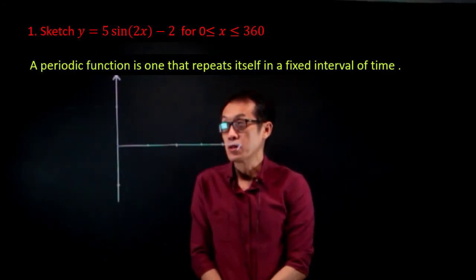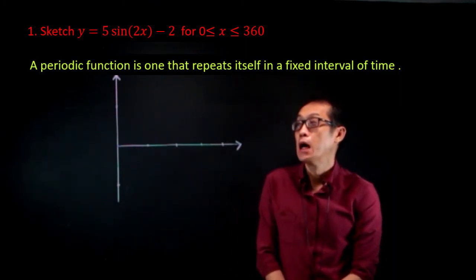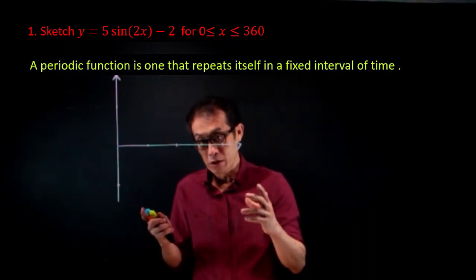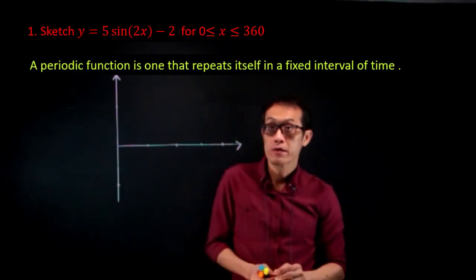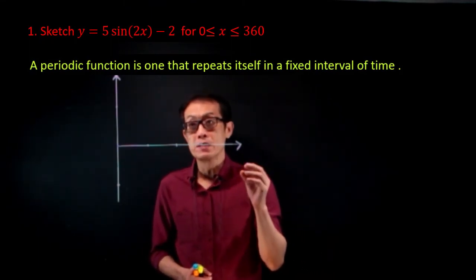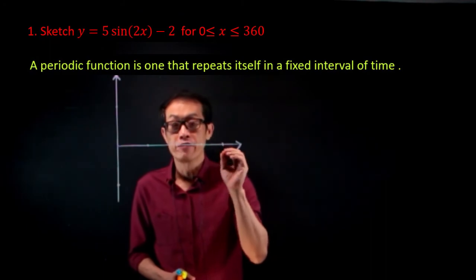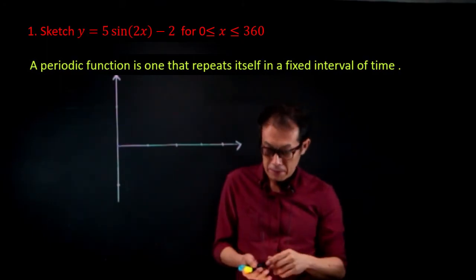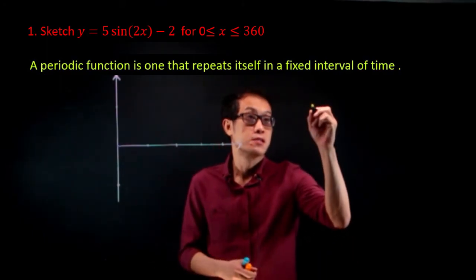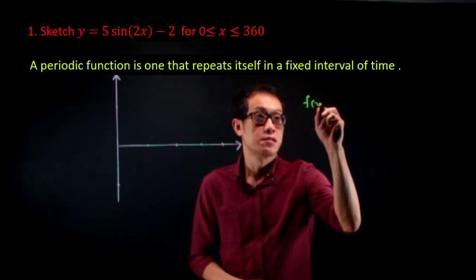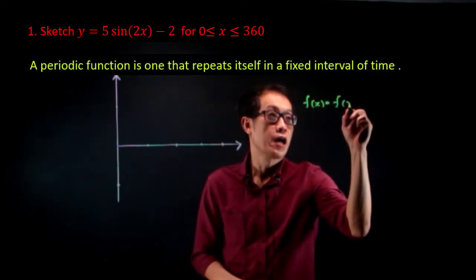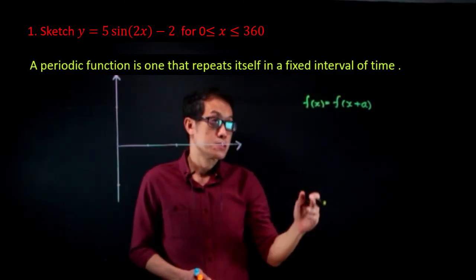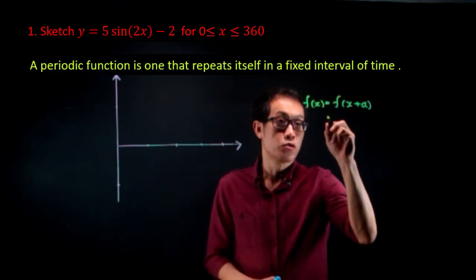Before I start with question number 1, I would like to highlight the word: what is a periodic function? A periodic function is one that repeats itself in a fixed interval of time. Take for example, if I write a function f of x is equal to f of x plus a. That means, let's say this, what happens if this is 2 pi?